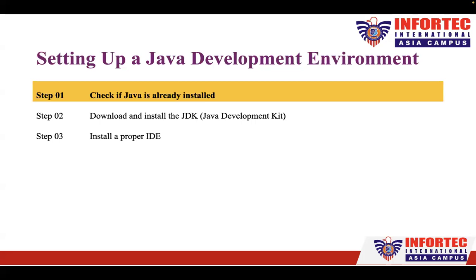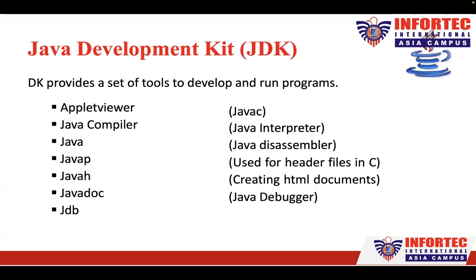But if it is not there, if it gave you an incorrect or wrong error message, then you have to install it to the computer. And the second step now we need to do is download and install Java or Java Development Kit. Since it is a package, we always use the word Java Development Kit, JDK.